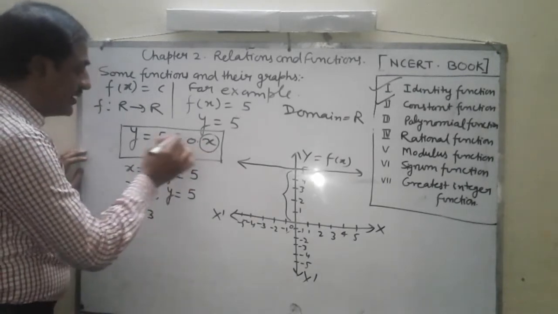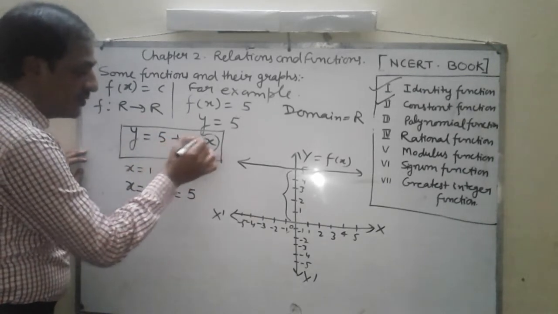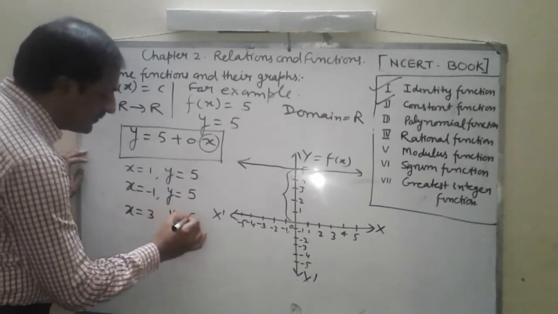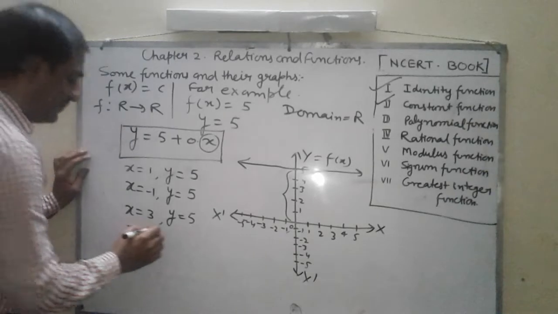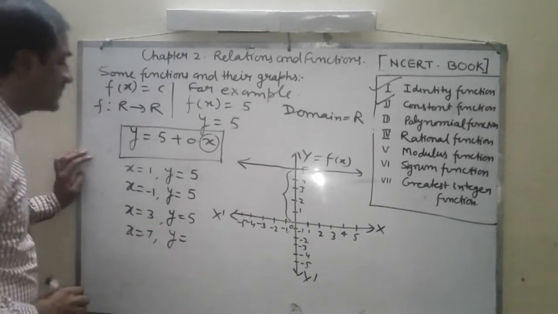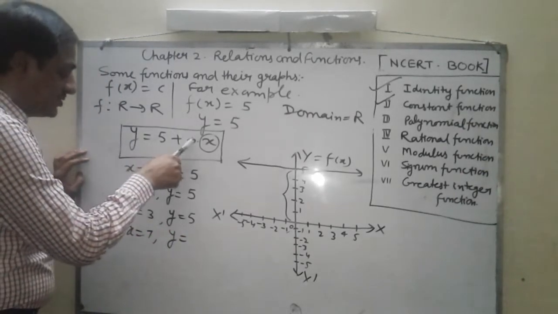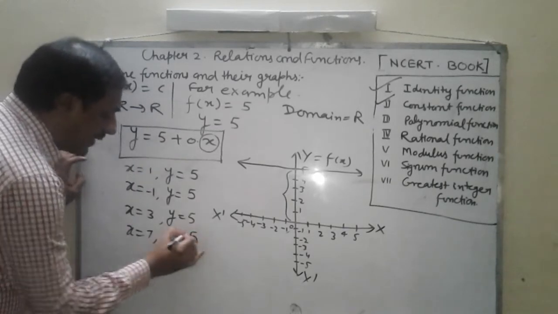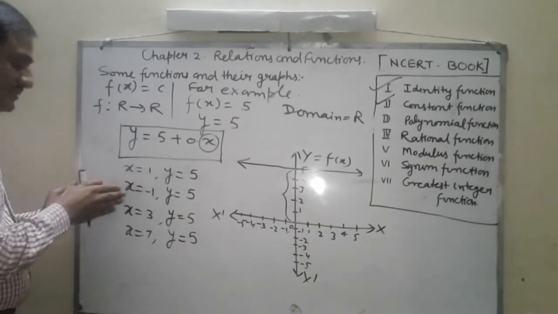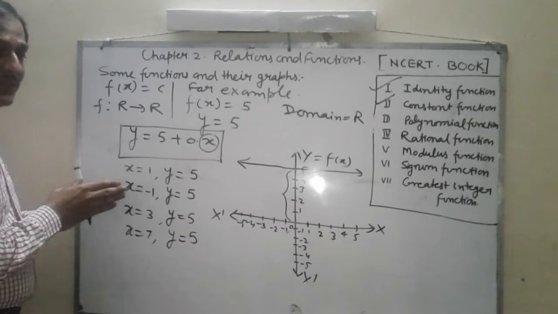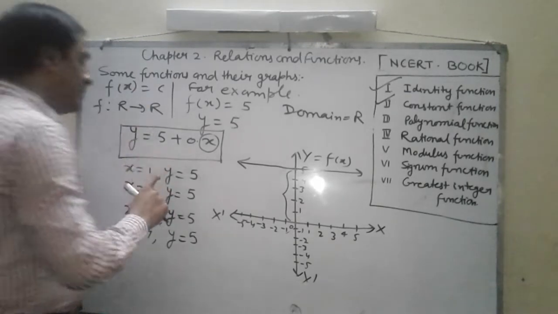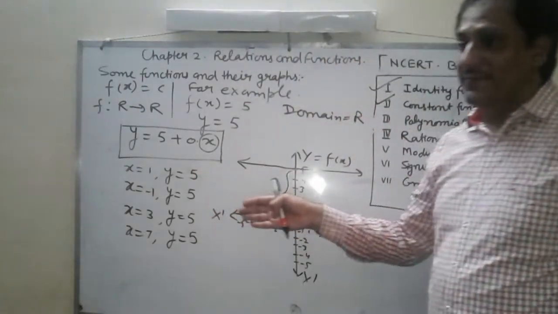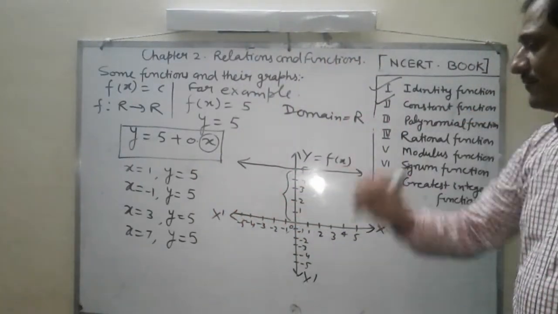If x equals 3, then y equals 5 plus 0 times 3, which is also 5. If x equals 7, what should be the value of y? y equals 5 plus 0 times 7, which is equal to 5. Here, for different values of x, what value of y do we get? The value of y is always one value. It is always equal to 5.